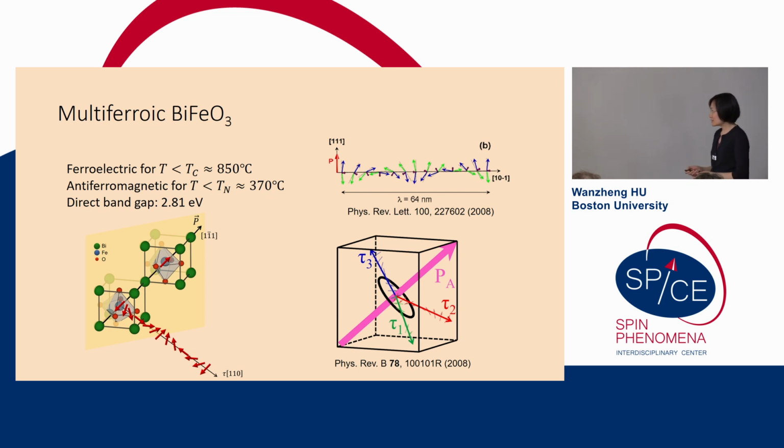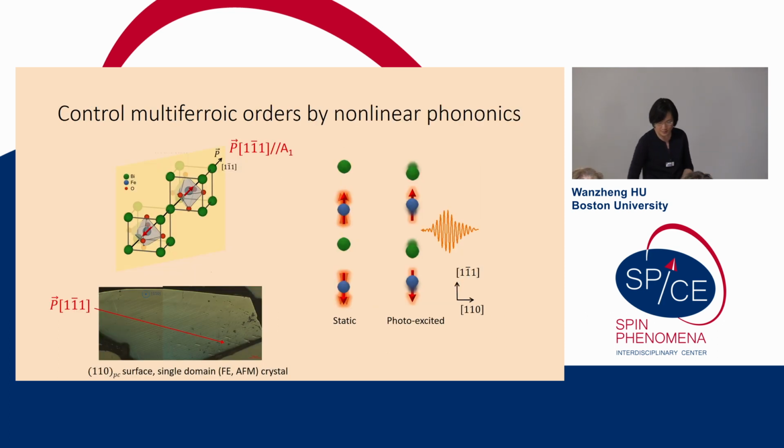Because neighboring unit cells have this long cycloid rotation, when you develop this antiferromagnetic ordering, you actually break the 3-fold rotation around the ferroelectric polarization. So now in the antiferromagnetic state, the system can take tau 1, tau 2, or tau 3. They are 120 degrees apart, which means you break the 3-fold rotational symmetry around P. This will be very important in our data analysis.